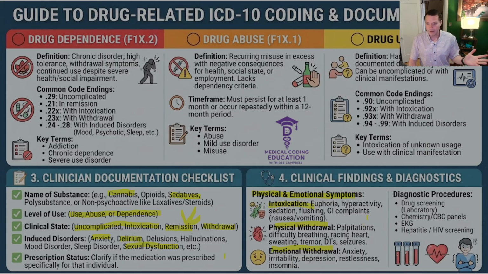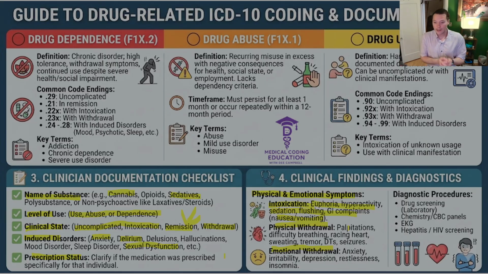So let's say, for example, a patient comes in and my provider note reads, patient is clearly drunk, they report drinking a fifth of alcohol every single day and a 6-pack of alcohol as well. And that's it. That's all I have for it. That will give me the intoxication. Absolutely, the intoxication information is well documented there. I also know the name of the substance being alcohol, but I don't have level of use. I don't have clinical status. I don't have induced disorders. I don't have prescription status. I don't have anything else.